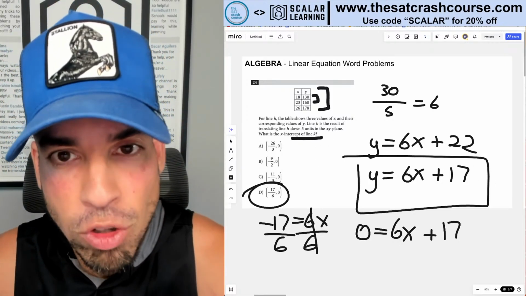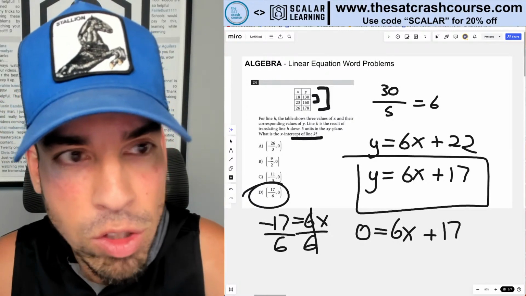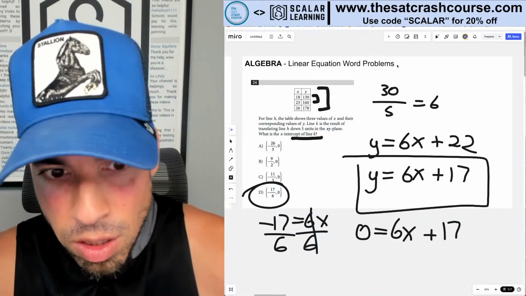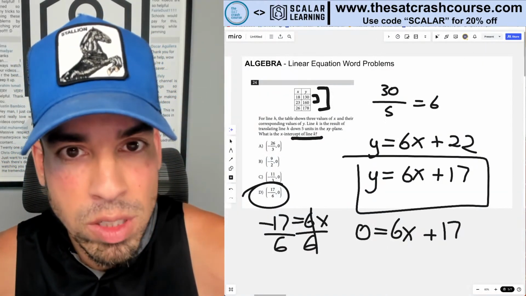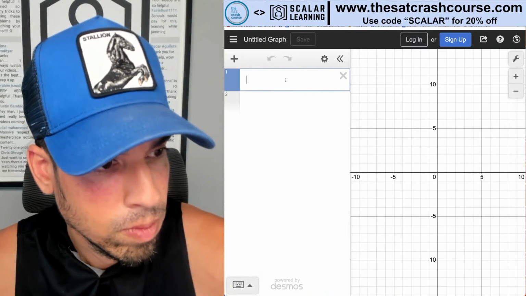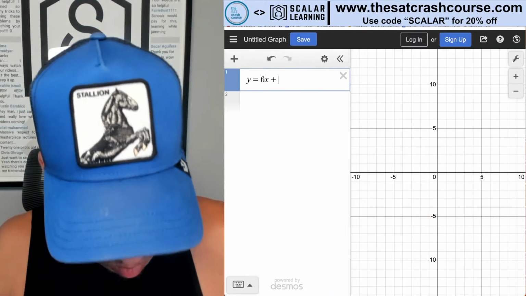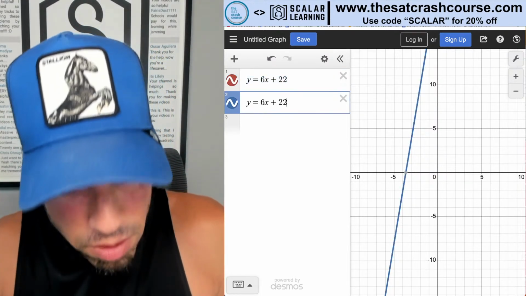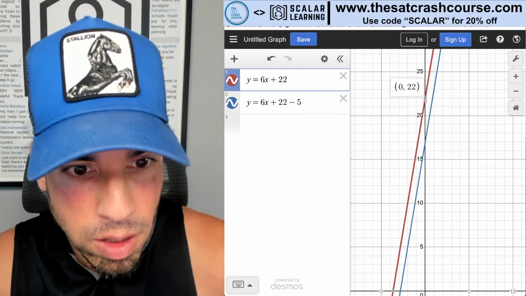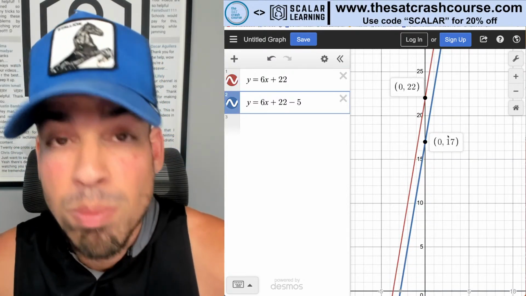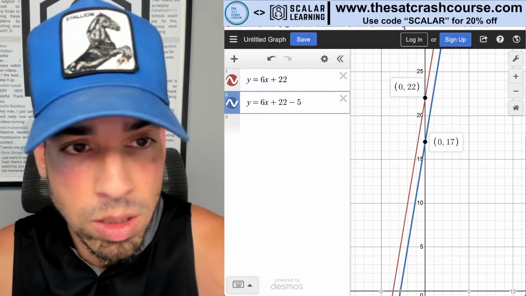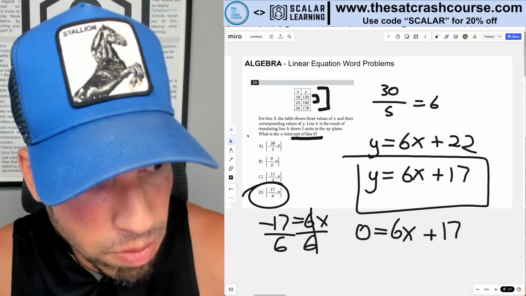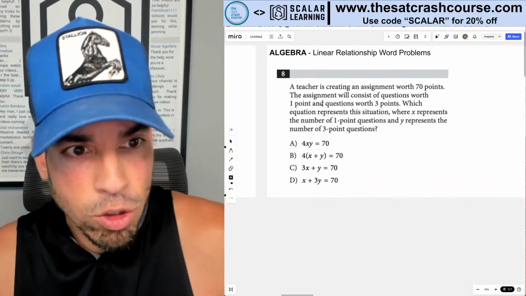Now, if you're unsure if that translation is legit, we can always go into Desmos, right? Just as another way to check this. What was it? We had y equals 6x plus 22. So there's my equation, and what did I do? I subtracted 5. Did that work? It looks like it did, right? It dropped it down appropriately, translated down by 5 units, just what's described in the problem. So you can use Desmos a lot of times, if you're a tiny bit unsure, just to verify what you're doing. Okay. Now we have linear relationship word problems.